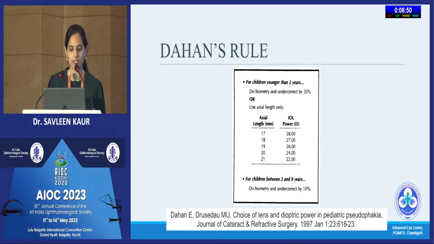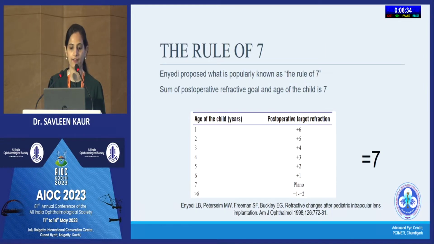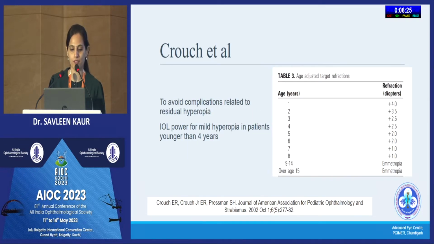How much to undercorrect? Now, Dahan taught us conventionally for children less than 2 years to undercorrect by 20%, or use axial length and then calculate the power. This gives you a hyperopic refractive surprise of 6 to 8 diopters. It is a little higher for the initial postoperative period, especially if you have a unilateral cataract. So people started advocating a low to moderate hyperopia, the rule of 7 as proposed by Enyedi, or Crouch et al. proposed mild hyperopia up to 4 years. After that, emmetropization is usually achieved, and that is practically what we are following now.